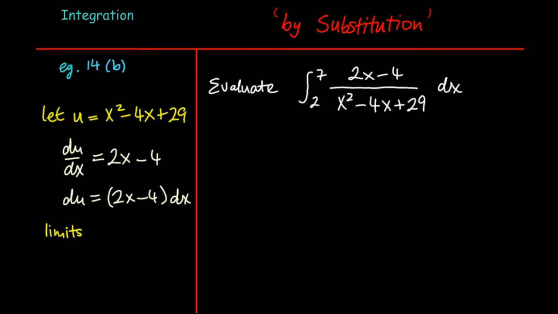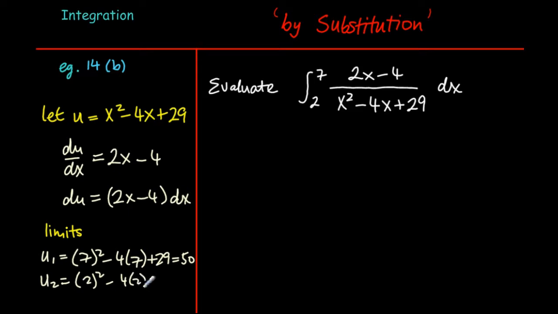Our limits: first limit, when we sub in 7 into our u expression, it's 7 squared minus 4 sevenths plus 29, and that equals 50. And our second u limit, we sub in 2, so it's 2 squared minus 4 times 2 plus 29, and this works out to be 25. So we can rewrite our expression. So the limits are 50 and 25.